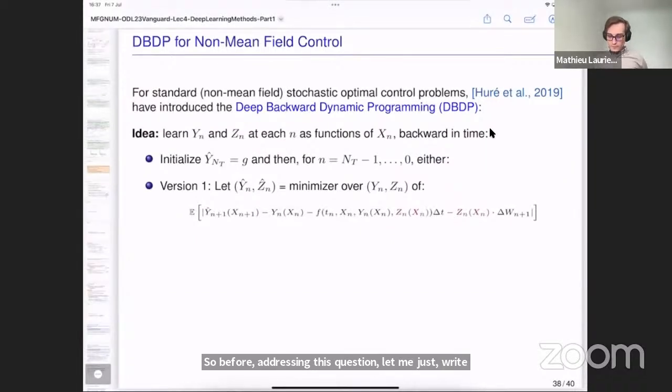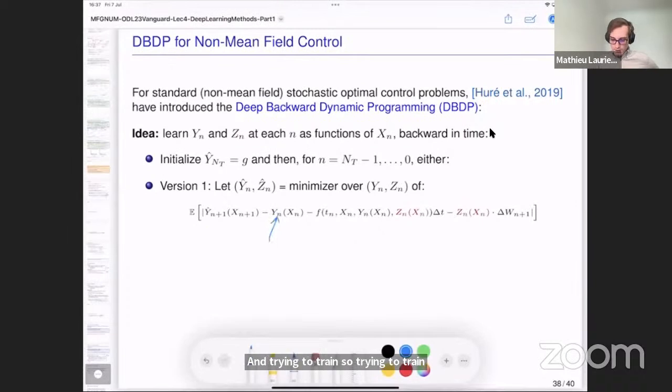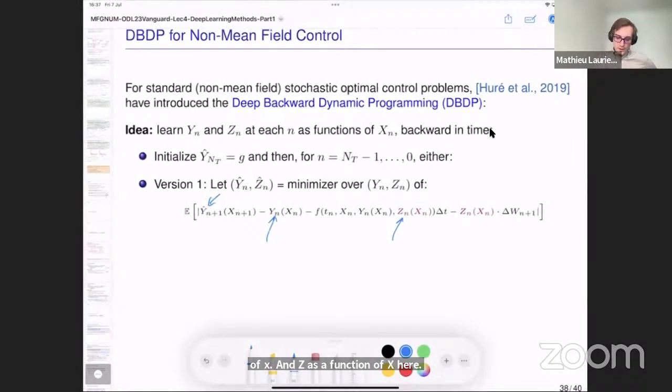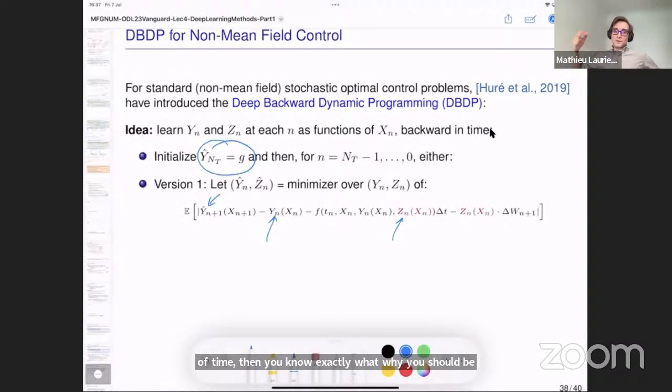So this is in the paper of Huré et al. In fact, there are several versions, but one version consists in looking at the BSDE and trying to train Y as a function of X and Z as a function of X, given the next Y. So imagine you start from the terminal time, then you know exactly what Y should be at terminal time. And you go one step backward and you try to find Y at the previous time step. If you discretize the BSDE, which basically amounts to following the Bellman principle but one step backward, you end up with a term of this form, and you try to minimize it.